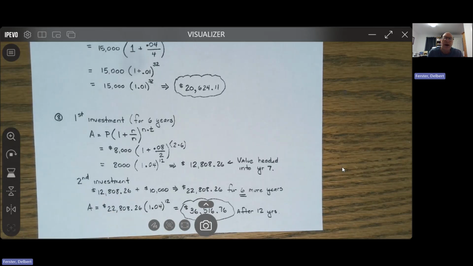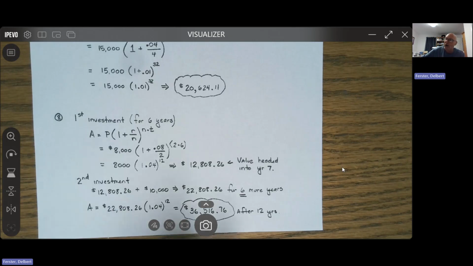So his new principal, if you will, would be that $12,808.26 plus the 10 grand. So $22,808.26. And he's going to let that ride for 6 more years. Remember, he's making this investment at the start of year 7. So at the end of year 12, 6 more years will have passed, wherein his $22,808.26 will get increased. Again, you see the same kind of a package of arithmetic. 1 plus 0.04, kind of the same addition. R at 0.08 compounding semi-annually, again for a span of 6 more years.